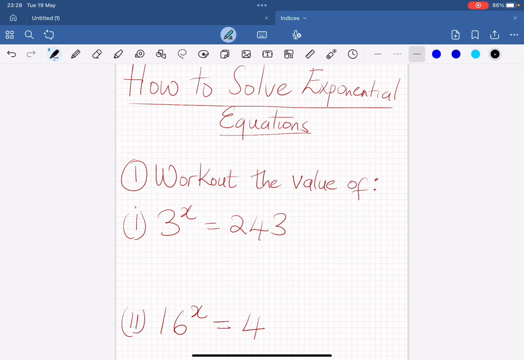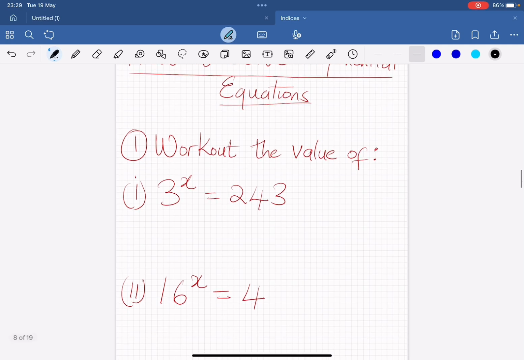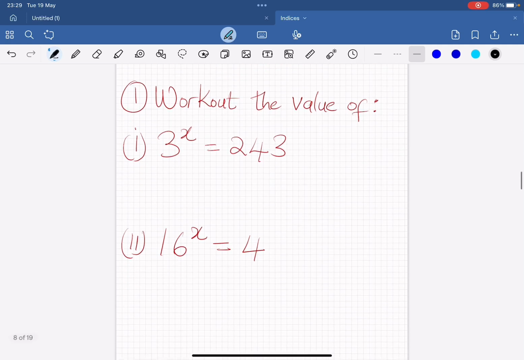This is a continuation on the topic indices. Now, the purpose of this video is to teach you how to solve exponential equations. The first example which you are given is 3 to the power x is equal to 243.